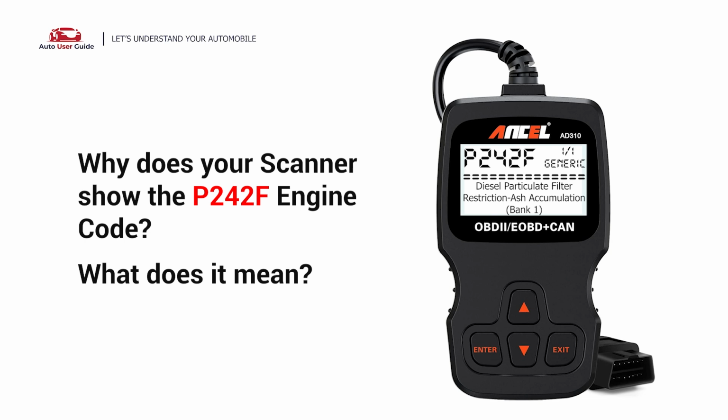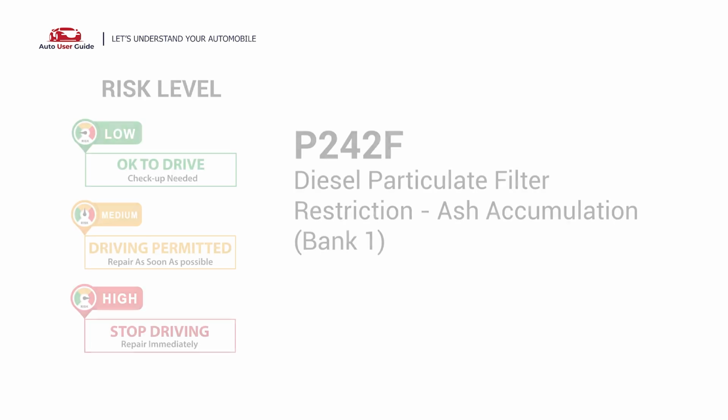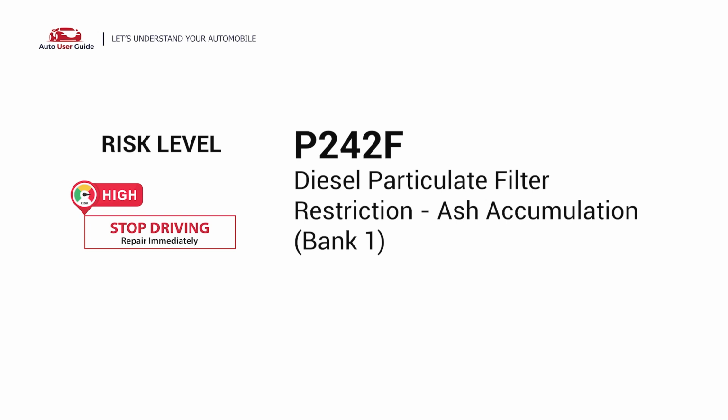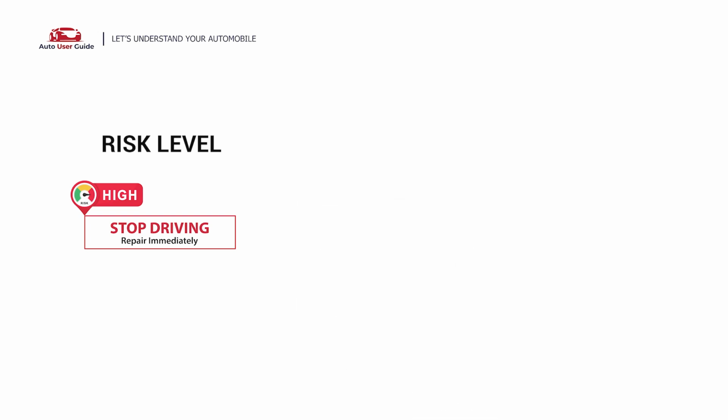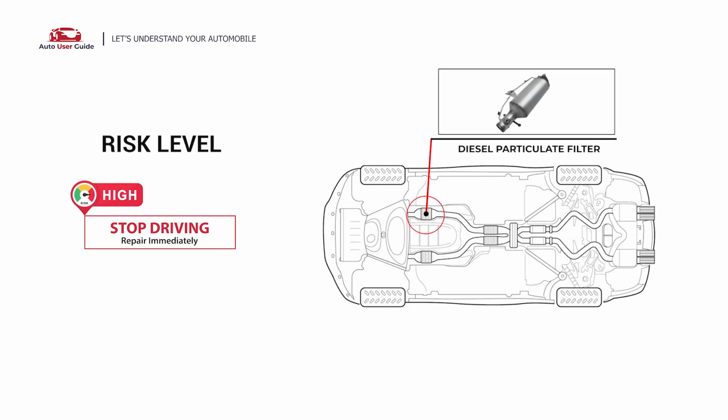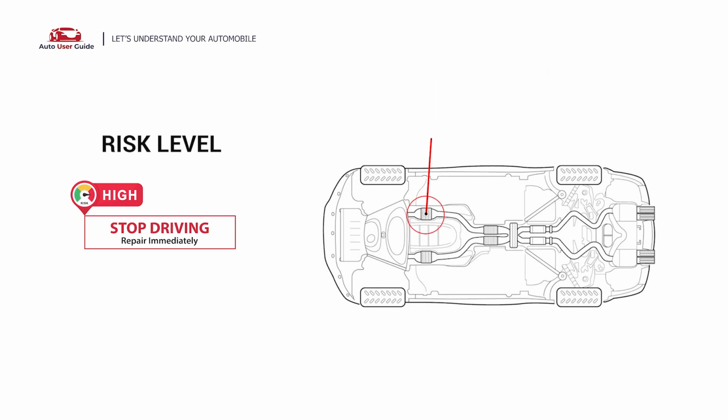Why does your scanner show the P242F engine code? And what does it mean? The P242F engine error code stands for the Diesel Particulate Filter restriction, ash accumulation in Bank 1. The P242F engine error code indicates that the Powertrain Control Module, PCM, has detected a restrictive level of ash in the Diesel Particulate Filter, DPF. In this situation, cease driving and fix your car immediately.